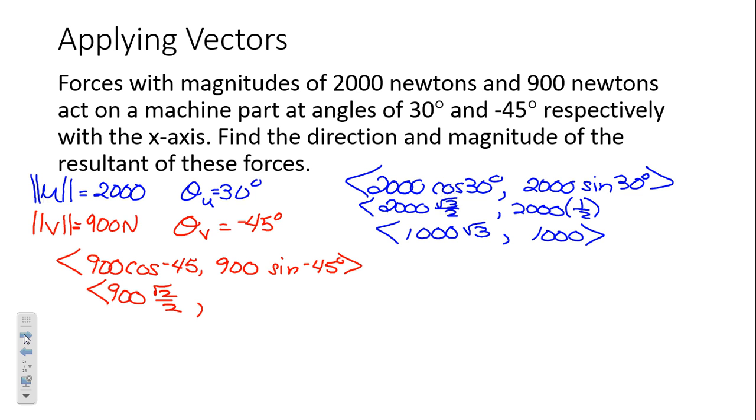And then sine of -45. What's the sine of 45? Square root of 2 over 2, right? But it's going to be in the fourth quadrant. Sine is negative there. So 900 times a negative square root of 2 over 2. 900 over 2 will be 450. So we've got 450 times the square root of 2 and negative 450 times the square root of 2.